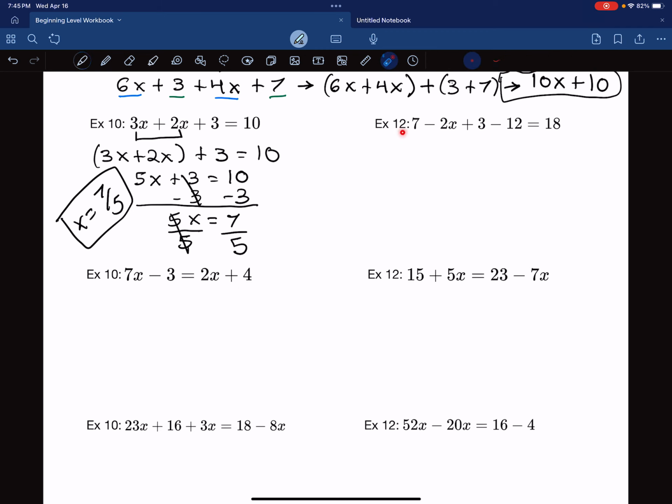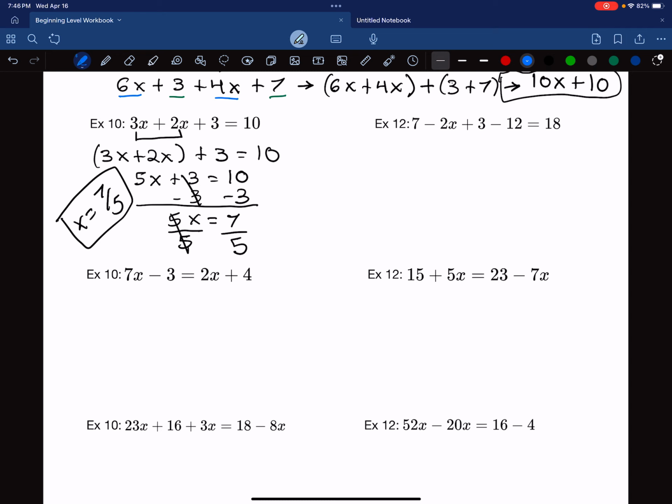Looking at this next example here, I encourage you to pause the video and try it on your own. Assuming you have given it a go, let's work through it. The first thing is, I should have done this in the first example, but I'm going to do it now. I'm going to identify our like terms.